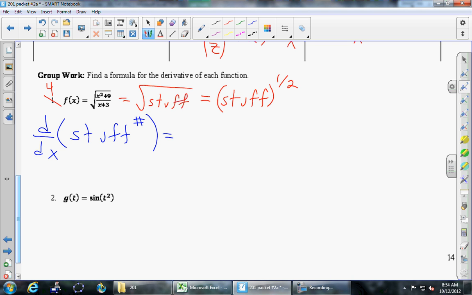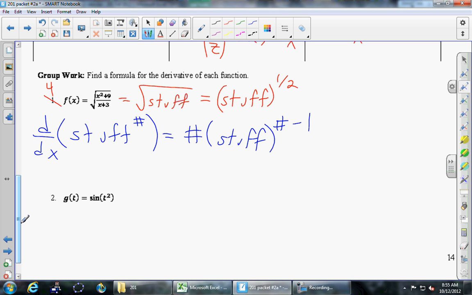Okay, if it was just x to a number, we would know what to do. What would we do? Number would come down, power rule, right? Number comes down, subtract 1 from the number. Normally in the parentheses is x. What goes in the parentheses now? Stuff, whatever that stuff is, it just goes in there. And all of that is the power rule. That's the derivative of the outer function. That's the f prime.